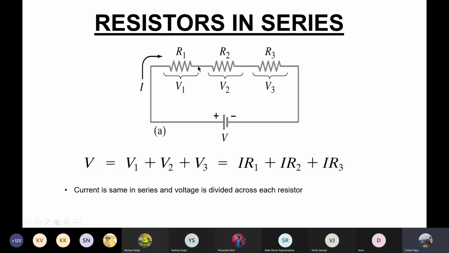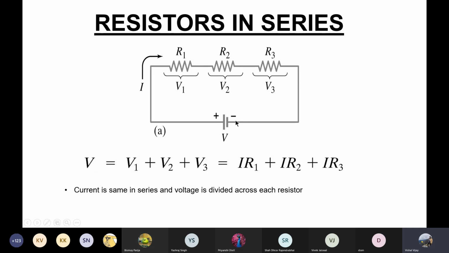When resistors are connected end to end, they are called resistors in series. The current flowing through all the resistors will be the same, and the voltage will be dropped across each of the resistors. So V1, V2, and V3 are the voltage drops across R1, R2, and R3 respectively. So V is equal to the summation of the voltage drops across each resistor.